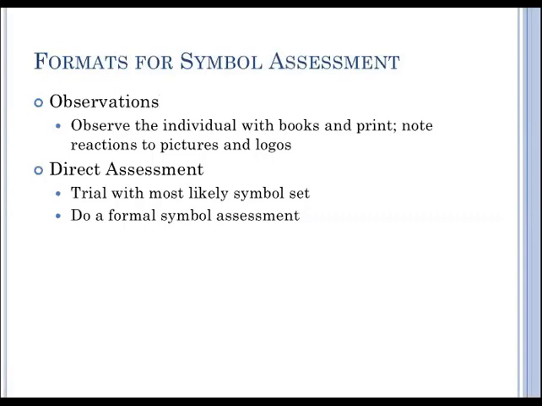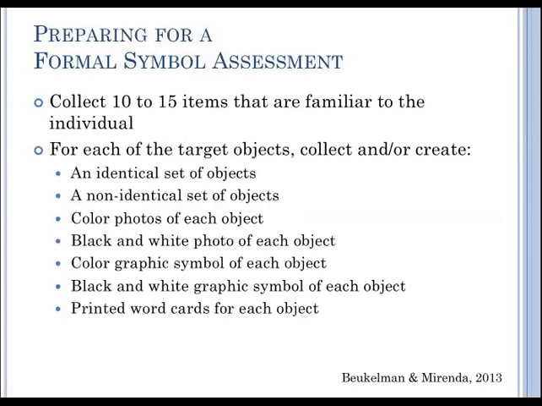But most often what I will do is a formal symbol assessment. So I'm going to talk you through the process of how to prepare for that. So when you're preparing for a symbol assessment, the first thing that you want to do is collect about 10 to 15 things, items, that the person is familiar with. So these are going to be objects that they encounter in their day-to-day lives.